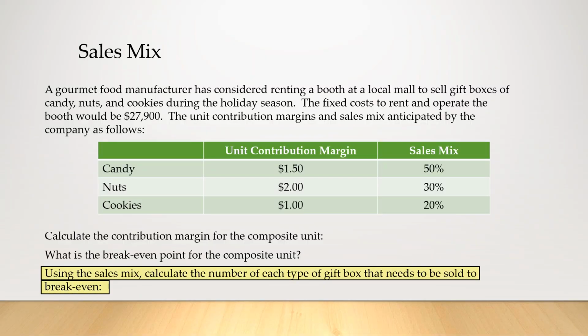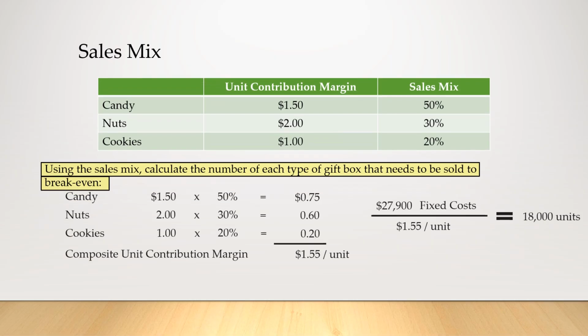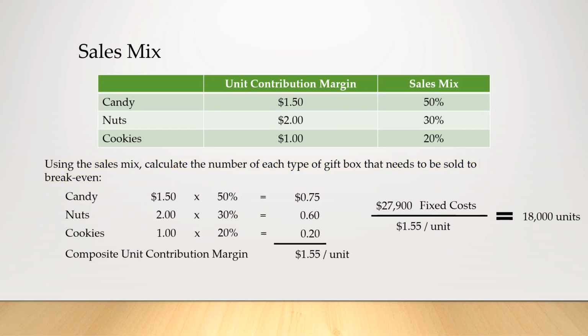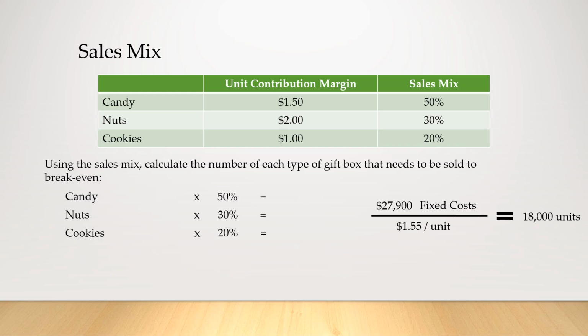Finally, using the sales mix, calculate the number of each type of gift box that needs to be sold to break even. The problem with the break-even point of 18,000 composite units is that those units do not actually exist. Remember, they are hypothetical units created from our sales mix percentages. That aside, converting composite units into our actual inventory units is actually very easy. We'll merely multiply those 18,000 composite units by each gift box's percentage.